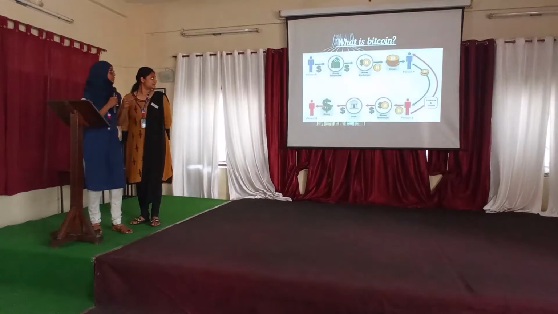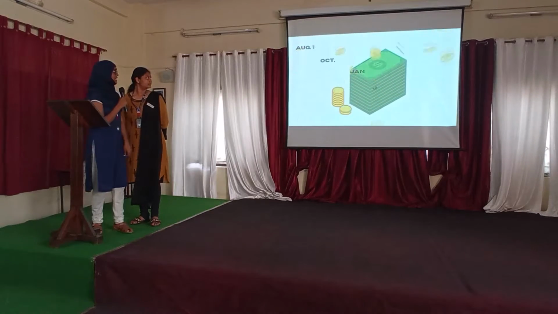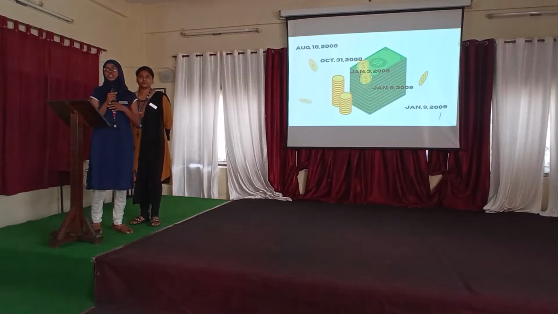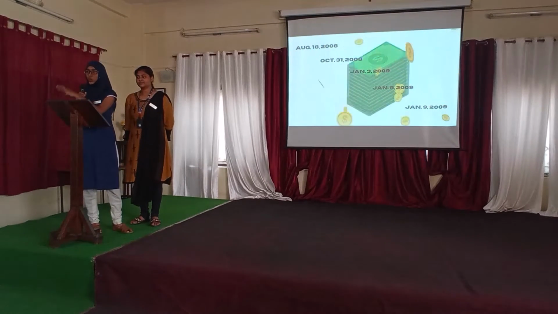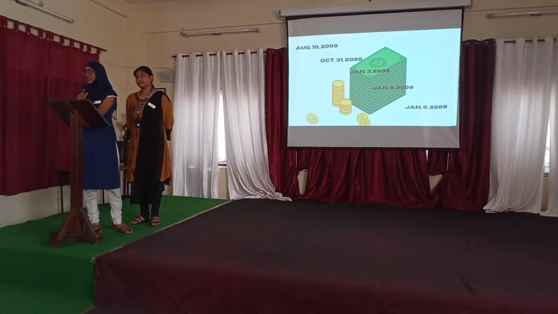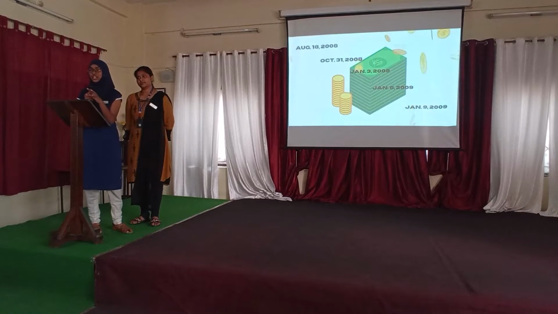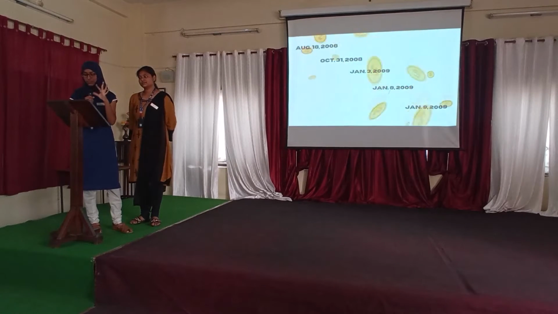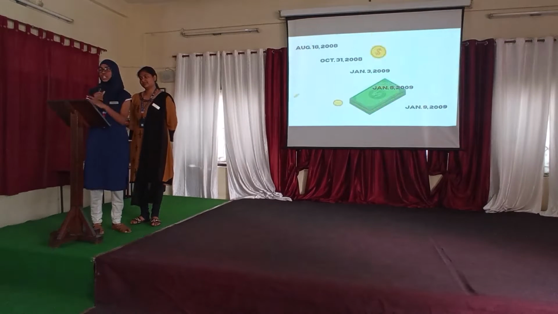So Bitcoin is done. So how it started? On August 18, 2008, a domain name, bitcoin.org, was registered by an anonymous person. On October 31st, 2008, the name of the anonymous person became known as Satoshi Nakamoto. He was the person who created this.